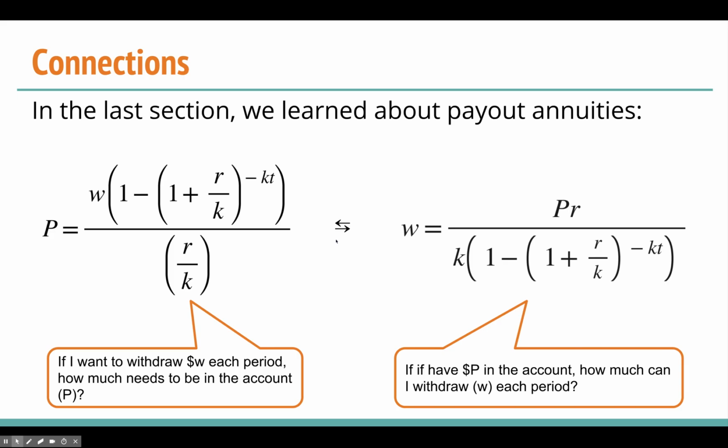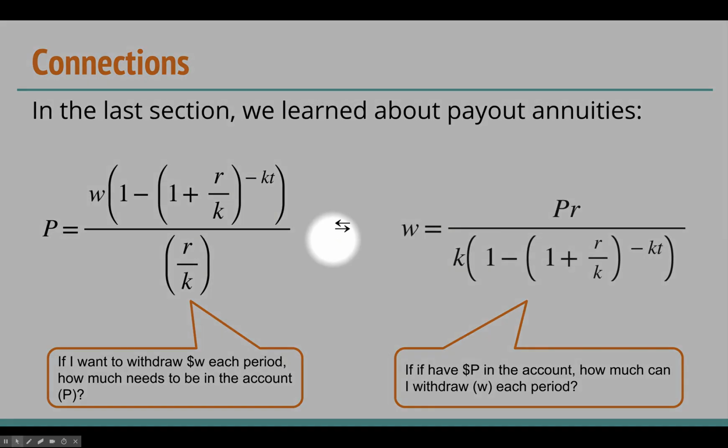So if you recall from a previous section, we have these two formulas, which are really just the same formula but rearranged. On the left, we have a formula that says, if I want to withdraw W dollars each period, usually each month, how much would need to be in the account, the principal P. So the principal P can be computed if I know how much I'm going to pull out every month and all the other information about that annuity.